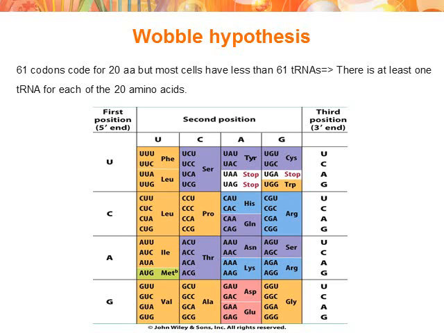Let's take phenylalanine as an example. There are two codons, UUU and UUC, that code for phenylalanine. Don't forget that we read codons in the 5' to 3' direction. But what do these codons have in common? Yes, the first two letters. It appears that UU specifies phenylalanine and that the third letter is not important.